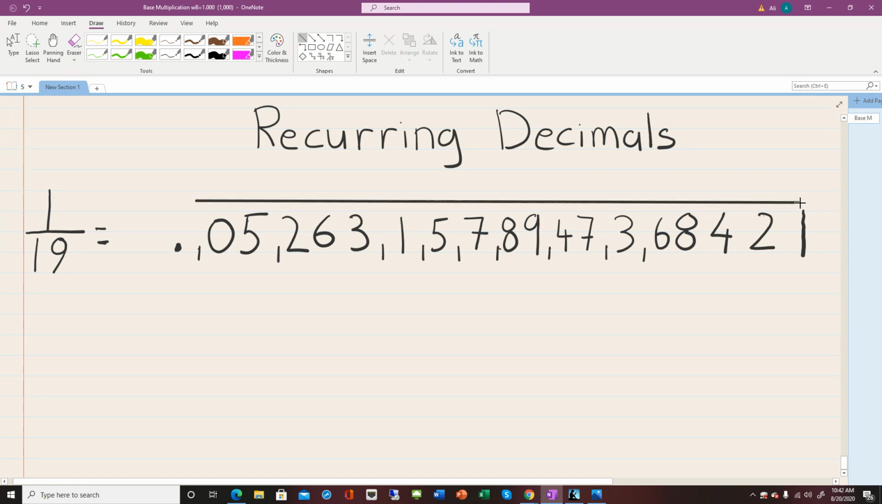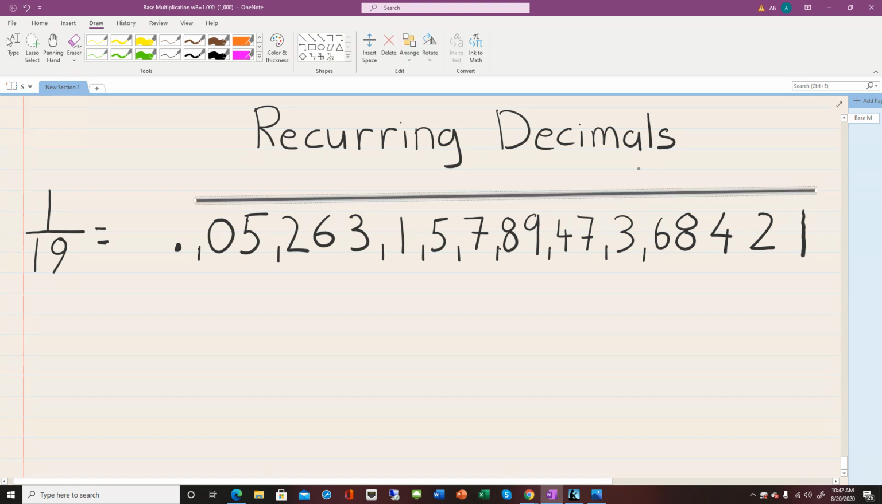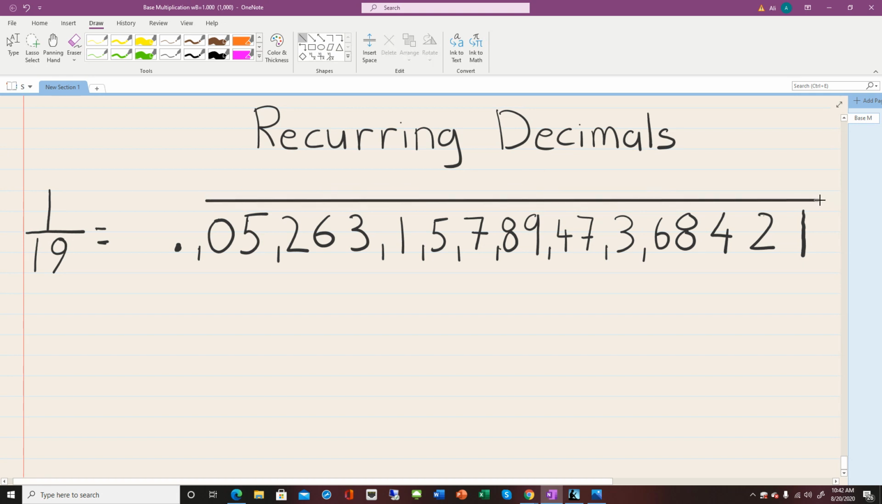Okay, so that's how it works. You can easily get a recurring decimal. And maybe next video I'll go right to left to right. There you have it.